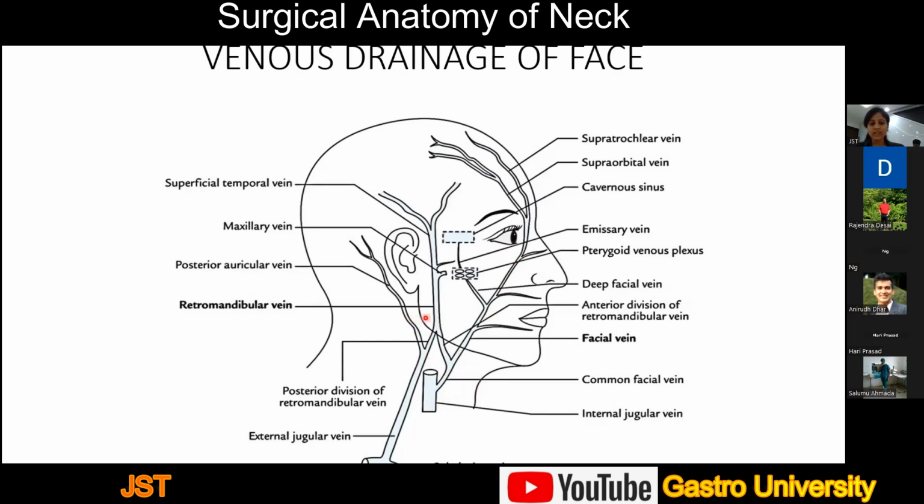Then the posterior division of the retromandibular vein will drain into the postauricular vein, and together they will form the external jugular vein. And this EJV will ultimately go into the subclavian vein.